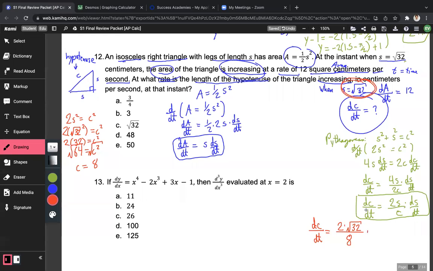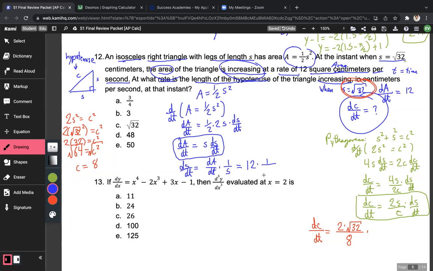And now I need to solve for ds dt. All right, so I've got a formula for dA dt equals s times ds dt. Let's rewrite that guy since I'm trying to solve for ds dt. That's going to equal dA dt times 1 over s. All right, I was told in my givens that dA dt equals 12.